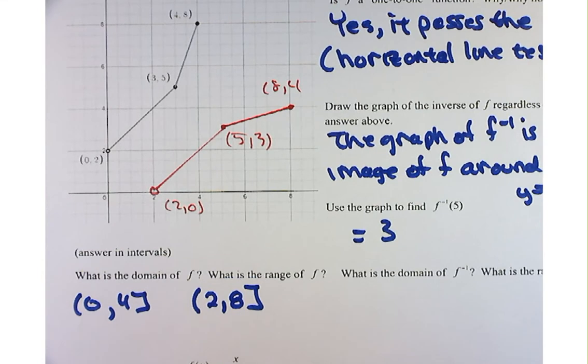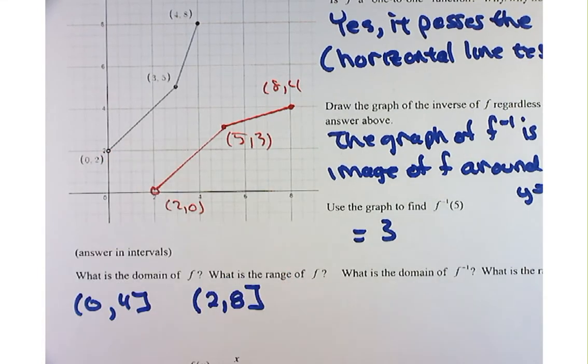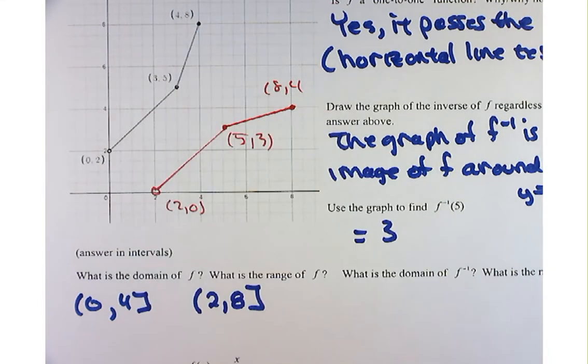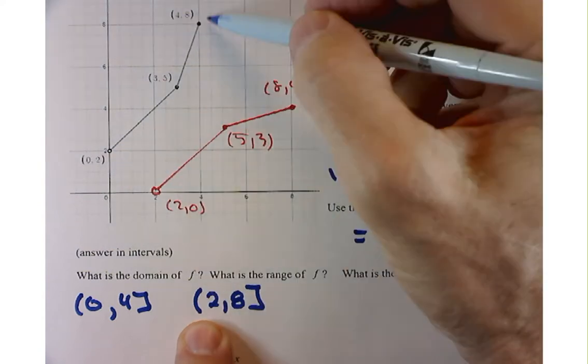The domain of the function, and I hope you caught this, that's a hollow dot there at x equals 0. So it means the domain doesn't include 0. So it goes from 0 to 4. 4 is included, 0 is not. Over here, for the range, 2 is not included, but 8 is.